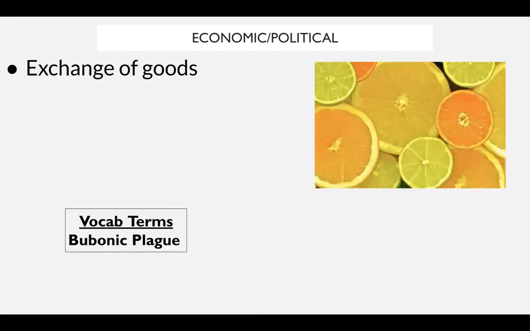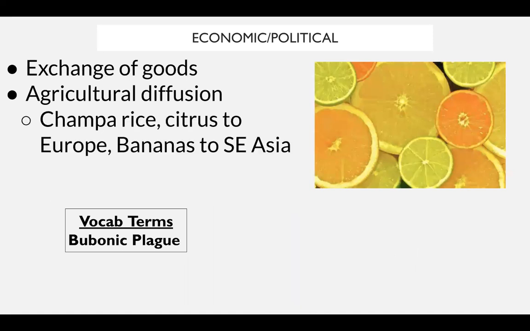But as a result of all of this economic activity, we see exchange of goods, the goods I talked about earlier. But a big thing that we're seeing is the diffusion of agriculture, especially of products like citrus from the Middle East going to Europe, for example, Champa rice from Southeast Asia going to China, and bananas from Africa making their way to Southeast Asia. So what foods people eat is going to change because of overland trade and because of overseas trade as well, as we'll talk about later.